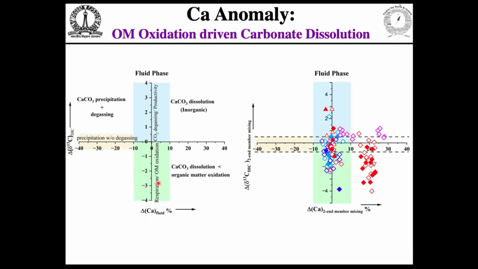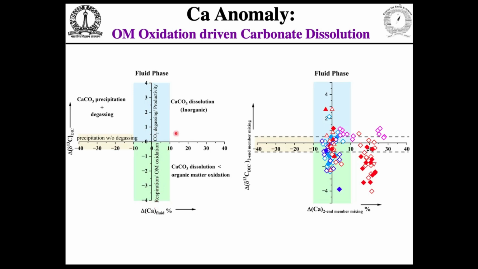So I'll give you an example. If I respire organic matter, calcium concentration won't change, but the carbon isotopic composition of dissolved inorganic carbon will become lighter and lighter. If I create organic matter by removing DIC into the organic phase, I will remove the lighter isotope into organic matter, which would mean the residual DIC will become isotopically heavier. So any productivity leads to isotopically heavy delta 13C of the DIC. Same with CO2 degassing or respiration.